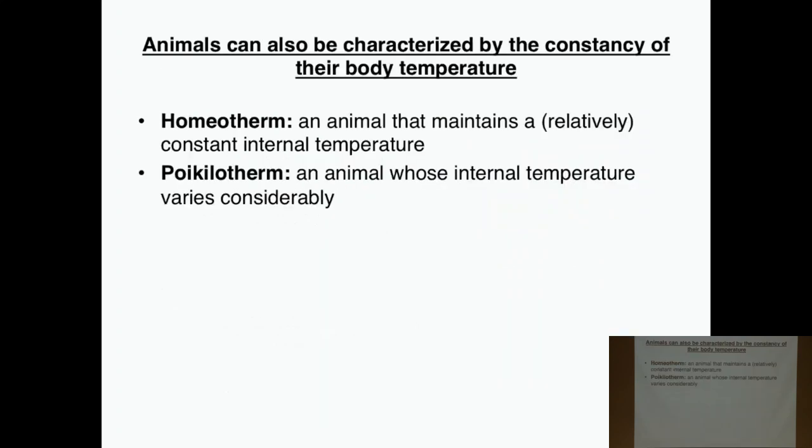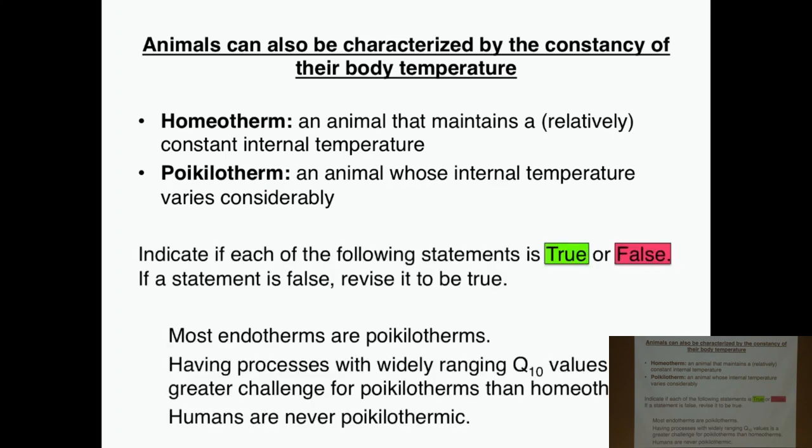Another way that we can classify animals is based on the constancy of their body temperature. Homeotherms are animals that maintain a relatively constant internal temperature, whereas poikilotherms are animals whose internal temperature varies considerably. So indicate whether you think each of the following statements is true or false, and if a statement is false, see if you can revise it to be true.